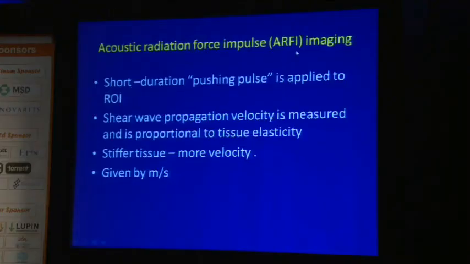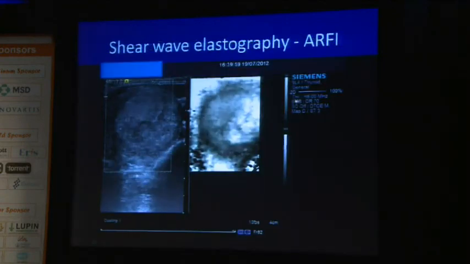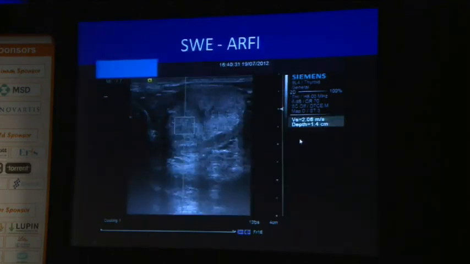RFE is a new technology which comes under shear wave elastography, where the velocity of the sound transmitted through the lesion is given in meters per second. This is a classical appearance of a benign lesion, where the lesion is brighter than the surrounding thyroid tissue on RFE elastography, and the velocity through the lesion is 2.06.